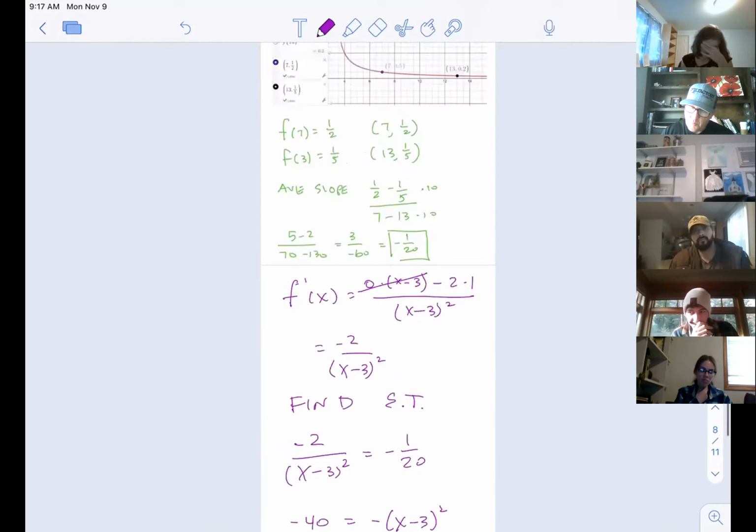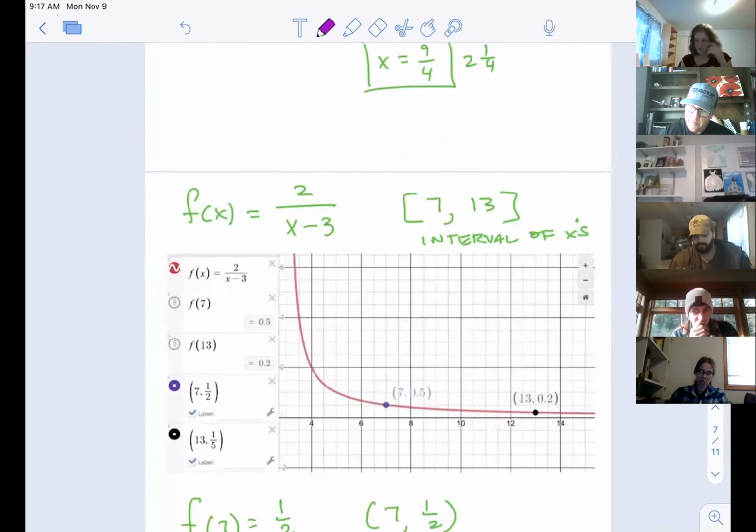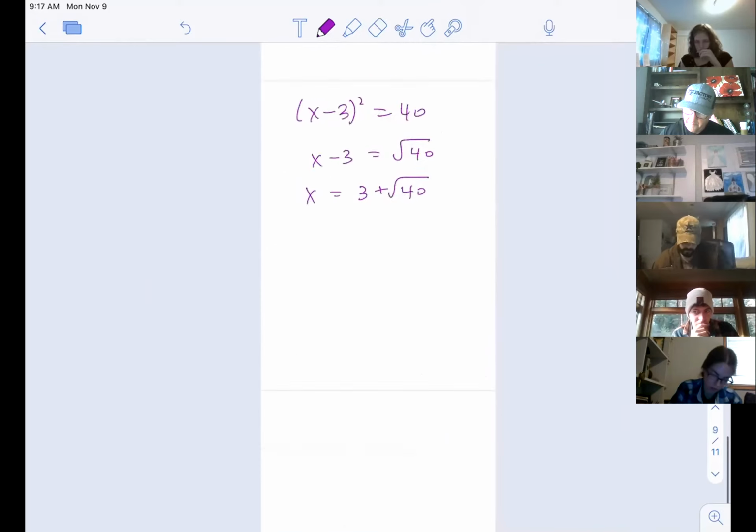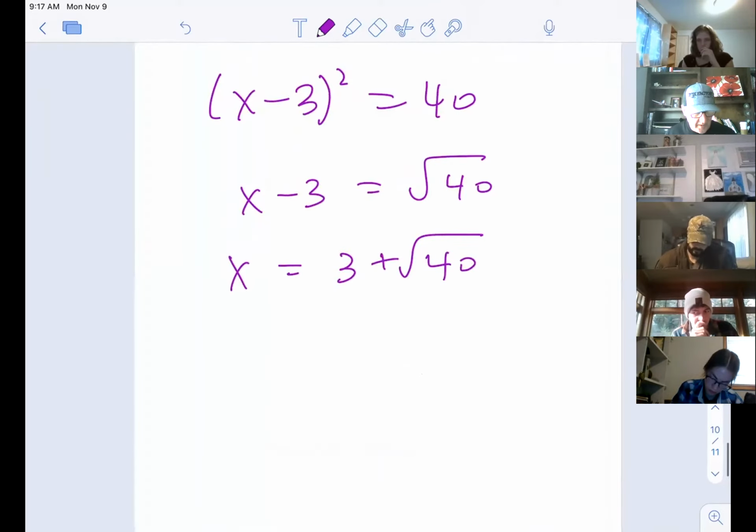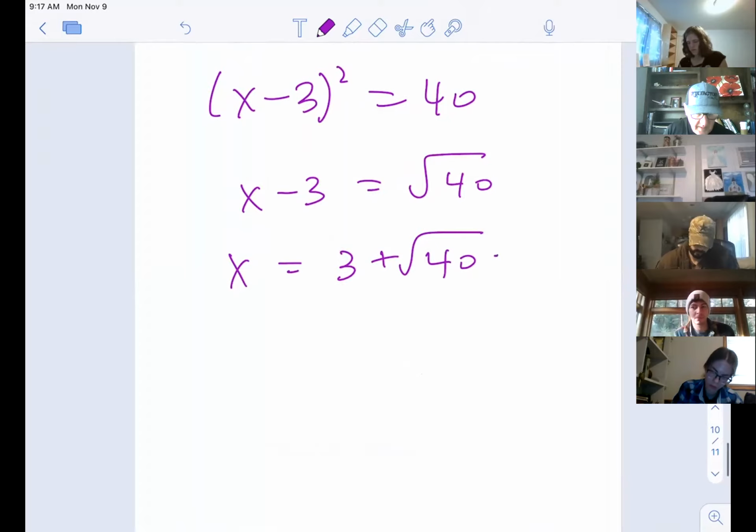What was the range I was working on? I was working on the range between 7 and 13. So hopefully that number is somewhere between 7 and 13. I want to figure it out real quick. 3 plus the square root of 40. Okay, good. That's approximately 9.32.